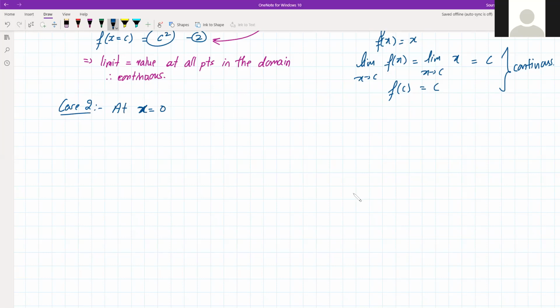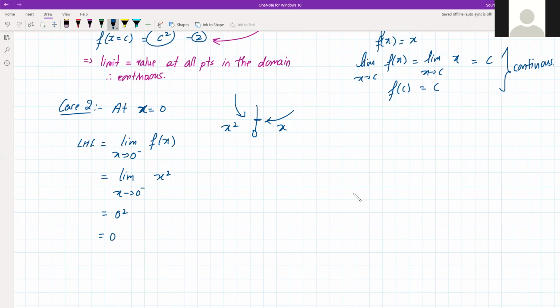If you have to find the limit at any point where there are two different functions, then at 0, if you approach from this side, the function is x square. If you approach from this side, the function is f(x) equals x. So we'll have to find the limit from both directions. We will find the left hand limit, that is, limit x tends to 0 from the negative side of f(x), which equals limit x tends to 0 negative of x square. That is 0 square, which equals 0.